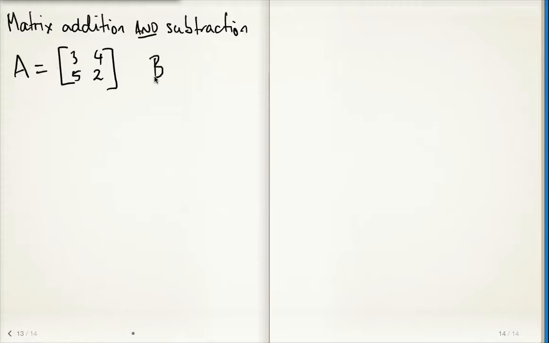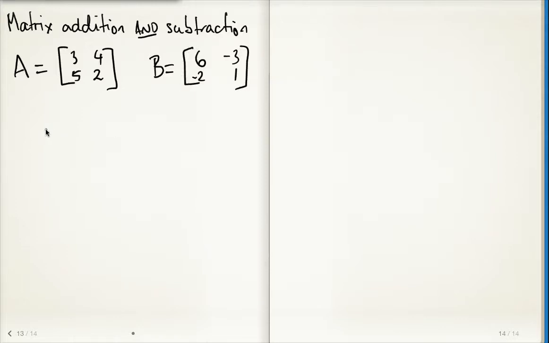We might have matrix B, 6, let's say -3, -2, and 1. Now sometimes in the textbook it's curved brackets or round brackets. Here I've done square brackets. It doesn't matter, either or.